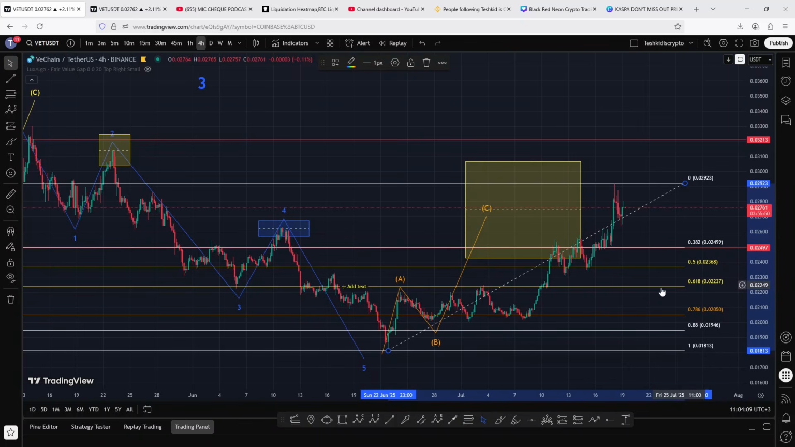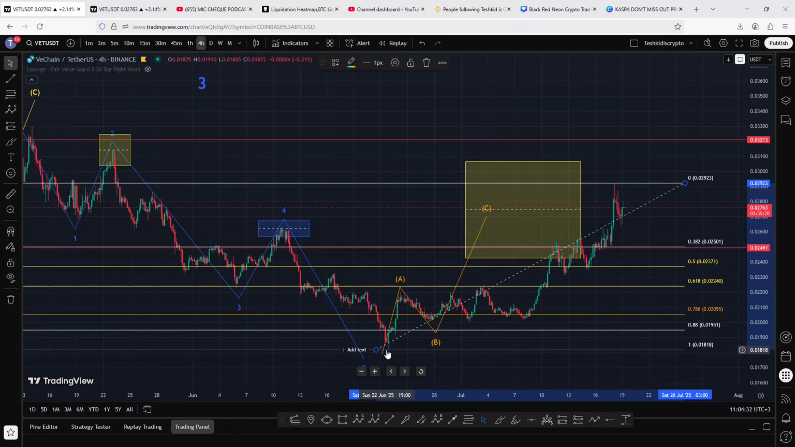And I will expect the area between the 0.02368 and the 0.022237 to continue holding. And if by any chance that golden pocket does not hold, then we can expect further downside to the 0.786, and that is above the 0.0205. And if by any chance we lose that line of support, then it will be most likely for us to get a retest of the lows we made on the 22nd of June in the next coming hours.